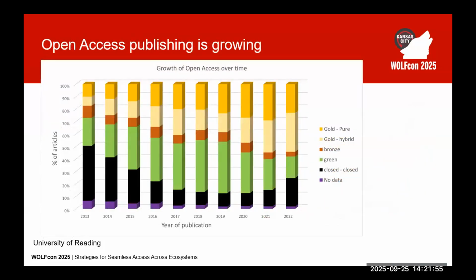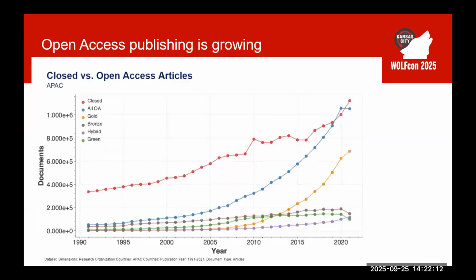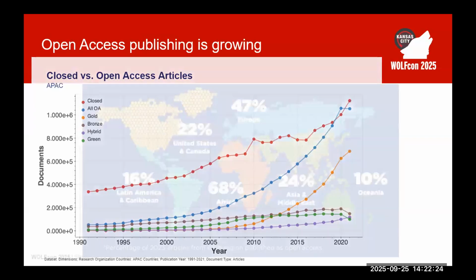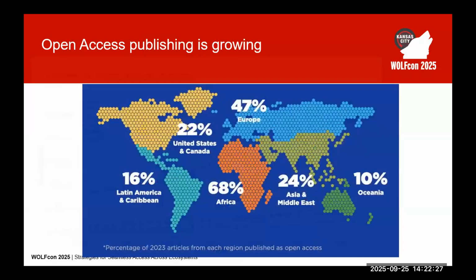But looking at it really from all angles, open access publishing is growing across all types of open access. Here we can see the University of Reading. I think it's pronounced Reading. Over the past number of years, you can see that most types of open access materials being published is increasing. This graph looks at APAC countries, and you can see all the various types of open access increasing across entire geographic areas, and even across individual societies or publications.